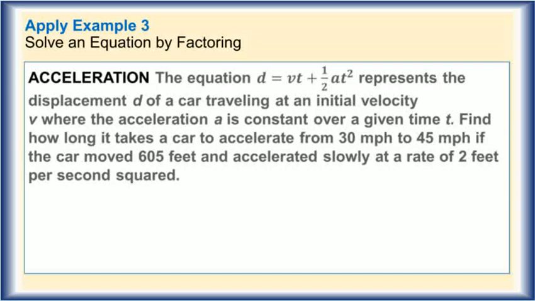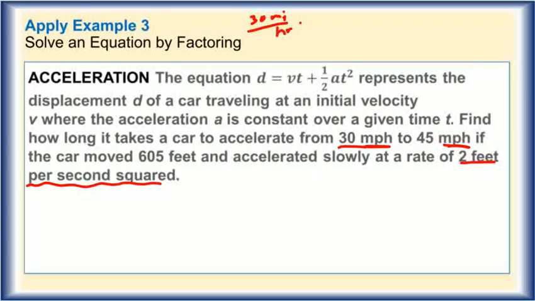So to solve this one, we first need to make everything in feet. This is in miles per hour, and this is in miles per hour. I want to convert this 30 miles per hour to feet per second because our rate here is feet per second squared. So I need everything to be the same units. So I'm going to start with 30 miles per hour.